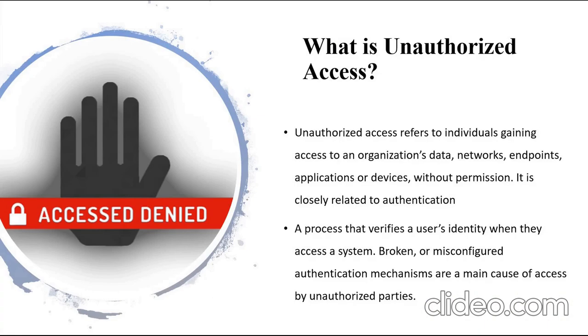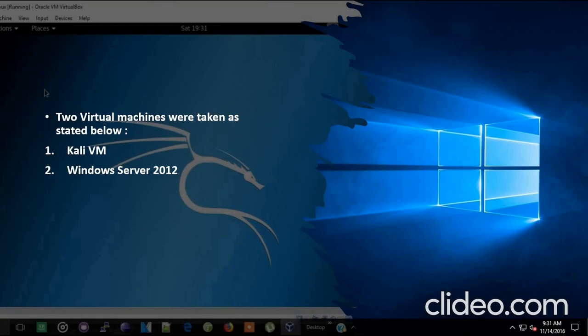So what is unauthorized access? Unauthorized access refers to an individual gaining access to an organization's data, networks, endpoints, applications, or devices without permission. It's closely related to authentication, or somewhat like hacking. Authentication is a process that verifies users' identity when they access a system, therefore the authentication mechanisms are the main cause of access by unauthorized clients. In this, we perform an attack on two virtual machines.